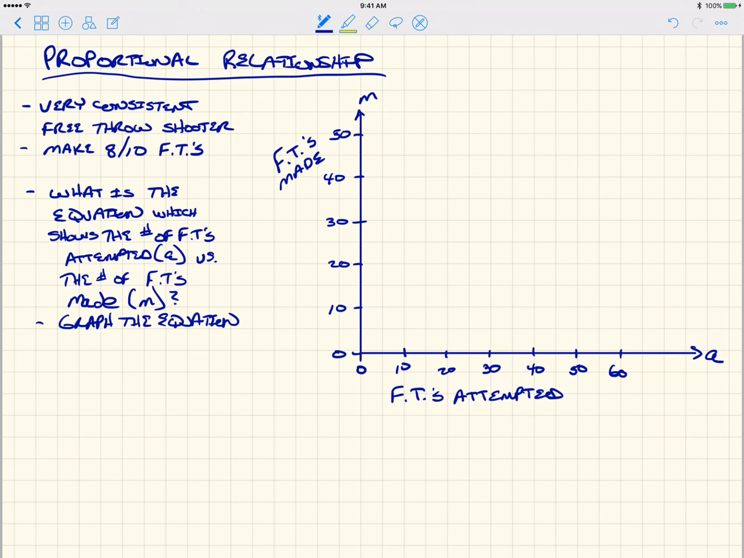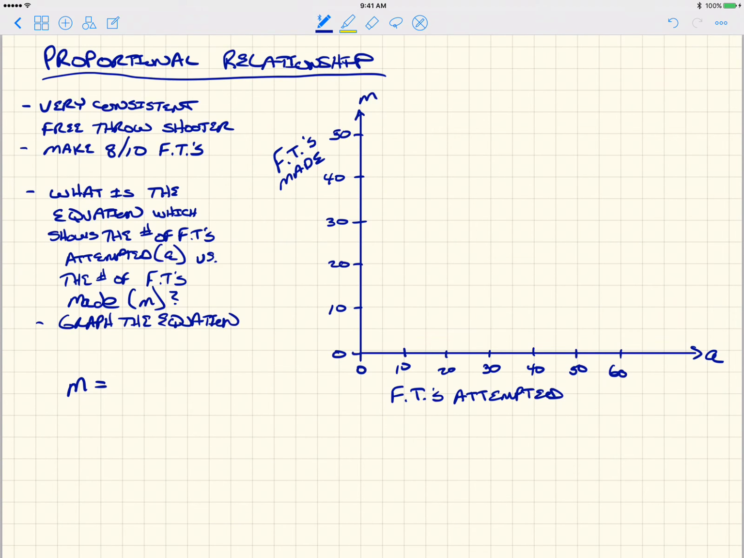We have free throws attempted, which we're going to represent as A, and the number of free throws made, which we're going to represent as M. Okay, my input is my A. How many free throws am I attempting? All right, that is my input, because I can't have any made until I have attempted some. All right, so what we're going to do is say M equals, okay, and then, well, what is my rate? Okay, so what is my constant rate of free throw shooting?